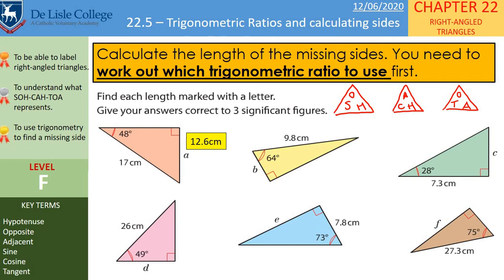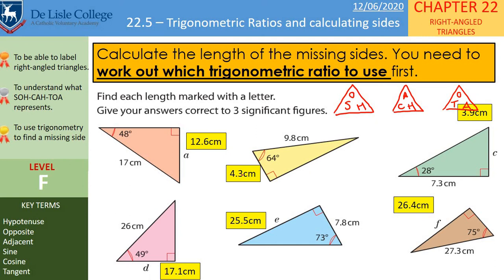Good, so we should have 12.6. I've done it to 1 decimal place actually, so apologies for that, just keep an eye on that. 4.3, 3.9, 17.1, 25.5 and 26.4, so it's just those two, the yellow and the dark green one, where your answer might be slightly different because I've done it to 1 decimal place, okay, but you'll be able to tell from looking, that shouldn't be a problem.